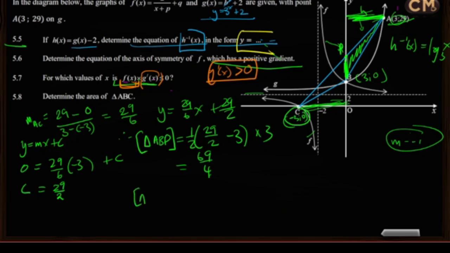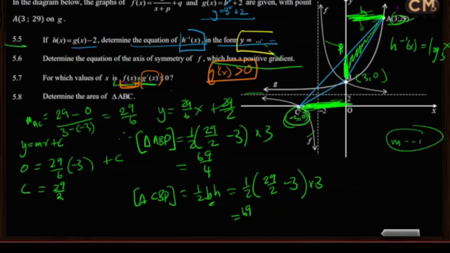What about the area of triangle CBP? We'll do that a bit more formally. That's half base times perpendicular height, which is just 1/2, and then again that base calculation is 29/2 minus 3, which comes from this over there. And then the perpendicular height is still 3, because in this case we're measuring from there to there. So 0 minus minus 3 gives us that length of 3, and that is equal to, once again, 69/4.